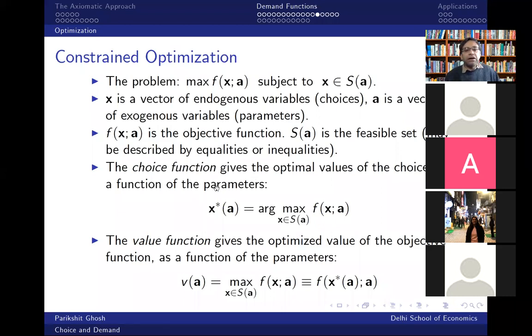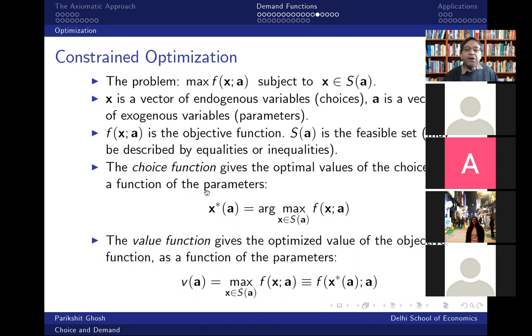What are the choice functions? The choice functions are basically the demand functions. Take any vector of parameters, namely prices and income and taste parameters. Well, fix the taste parameters. For any vector of these parameters, the consumer solves utility maximization. That gives you the optimum quantities of each good, and so you can express those optimal quantities as functions of prices and income. That's what we call the demand function.